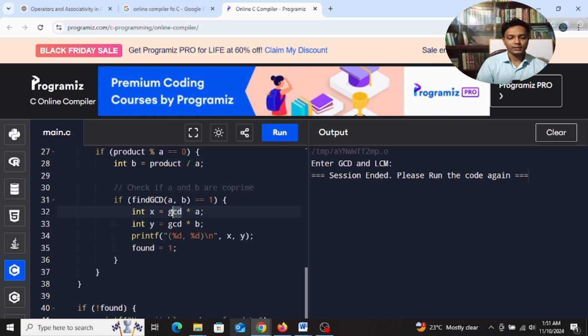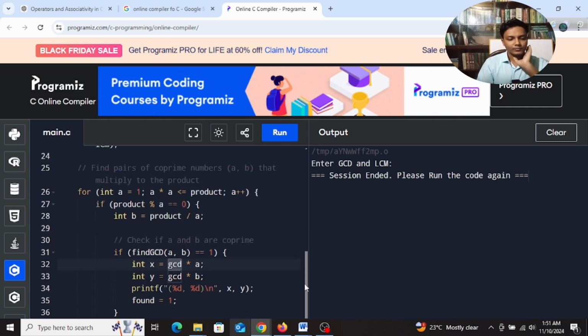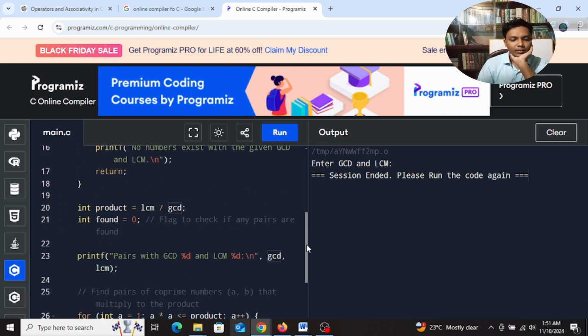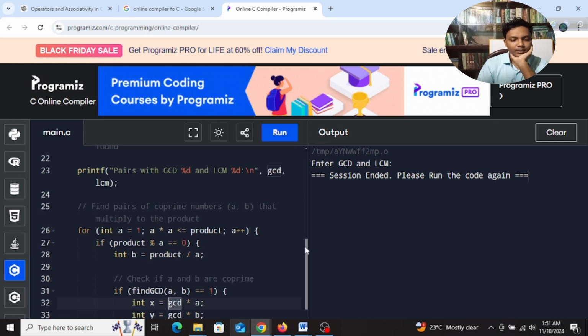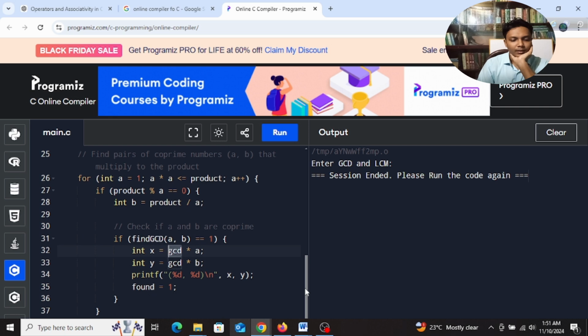Okay, so what is GCD? GCD is 10, right? So in our case GCD is 10, and a is 1, so we will get 10 here. And y is GCD into b, so in our case we will get 10 into 6, 60, right? So printf x y, we will get 10 and 60. Okay, and found 1, that means we got one pair of co-prime numbers.